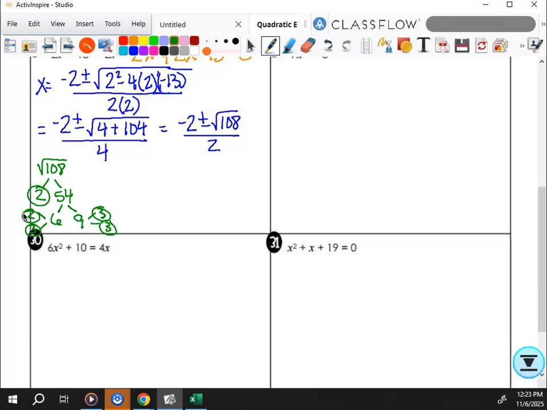Okay. 2 2s, 2 3s. All right, yeah. 6 square root of 3. Okay.